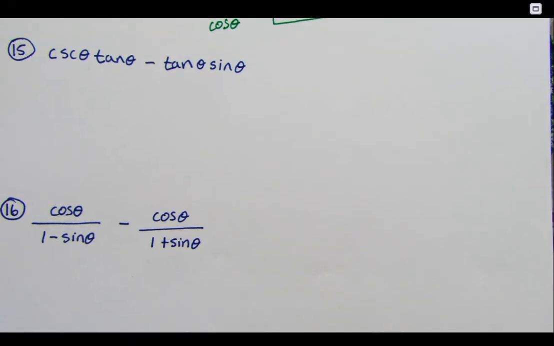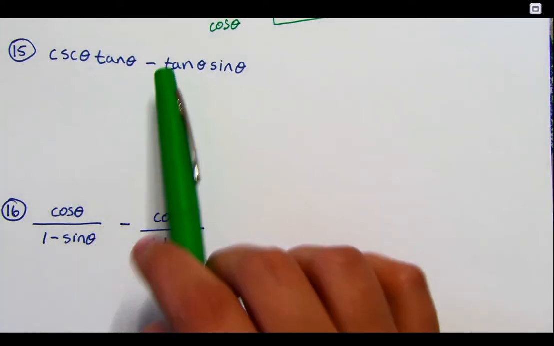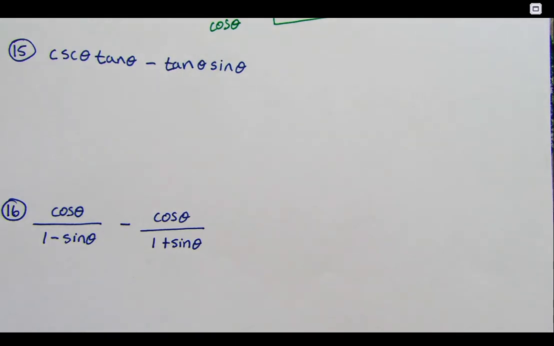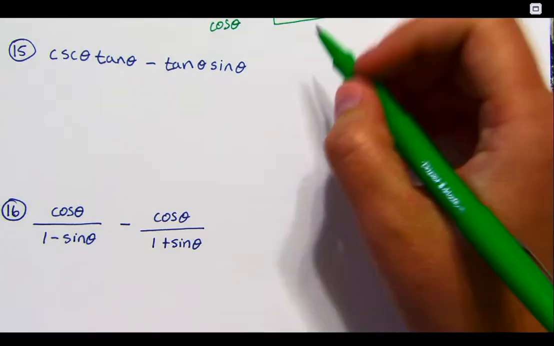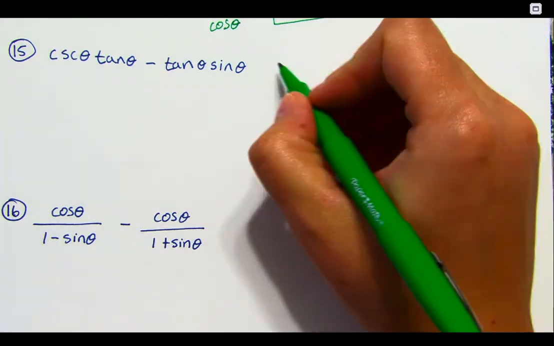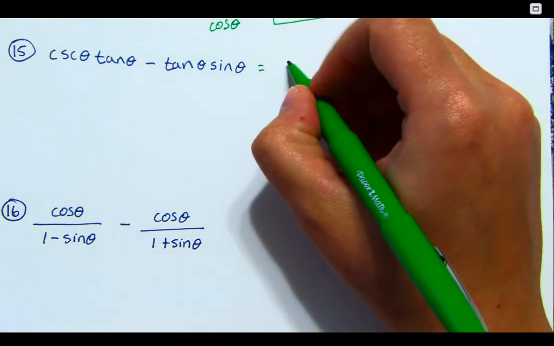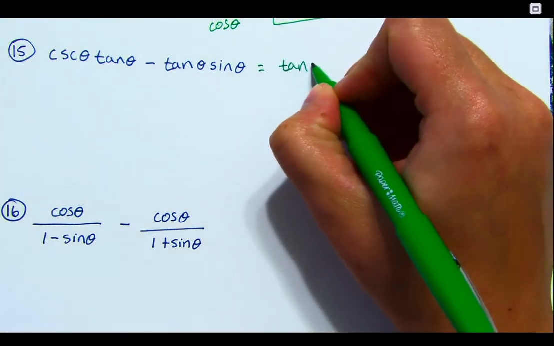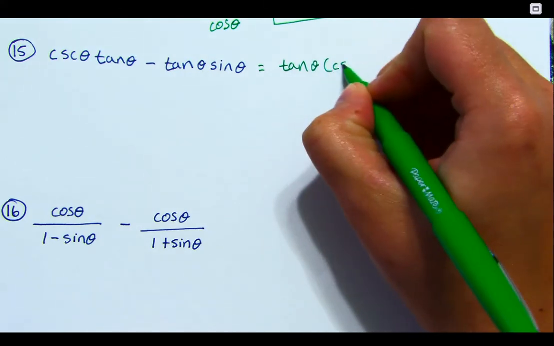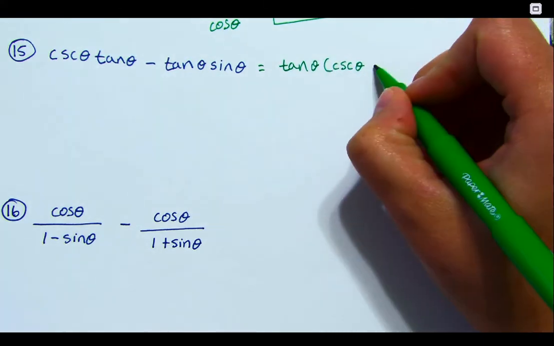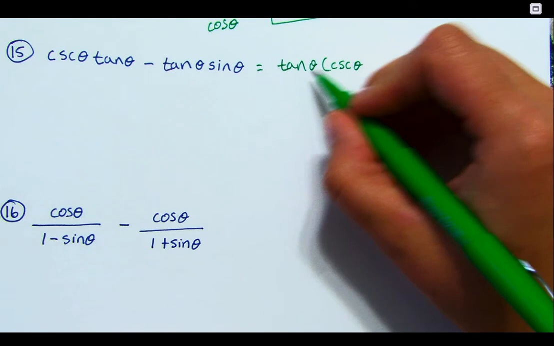All right, last two problems for our section. So looking at this one, notice how we have a tangent in both of our terms. So in a case like this, we are allowed to factor that out if we want to. So I'm going to write this down to show you what I mean. So I'm factoring the tangent out.